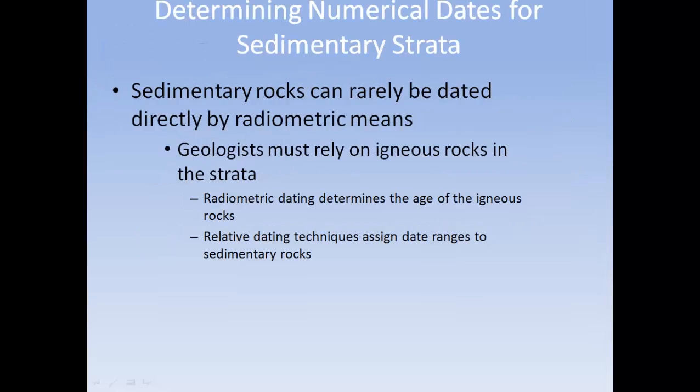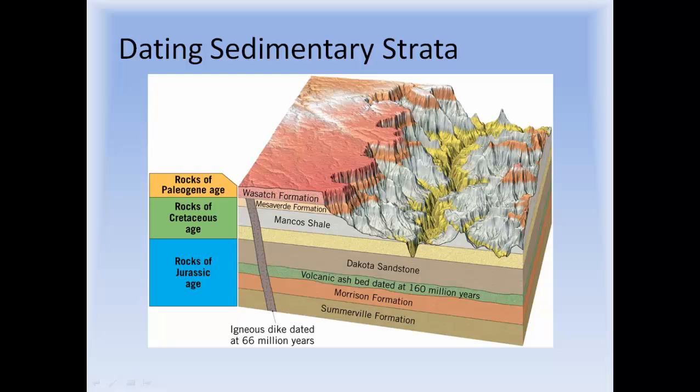Numerical dates for sedimentary strata. Sedimentary rocks can rarely be dated directly by radiometric means. Geologists must rely on igneous rocks in the strata. Radiometric dating determines the age of the igneous rocks. Relative dating techniques assign date ranges to sedimentary rocks.